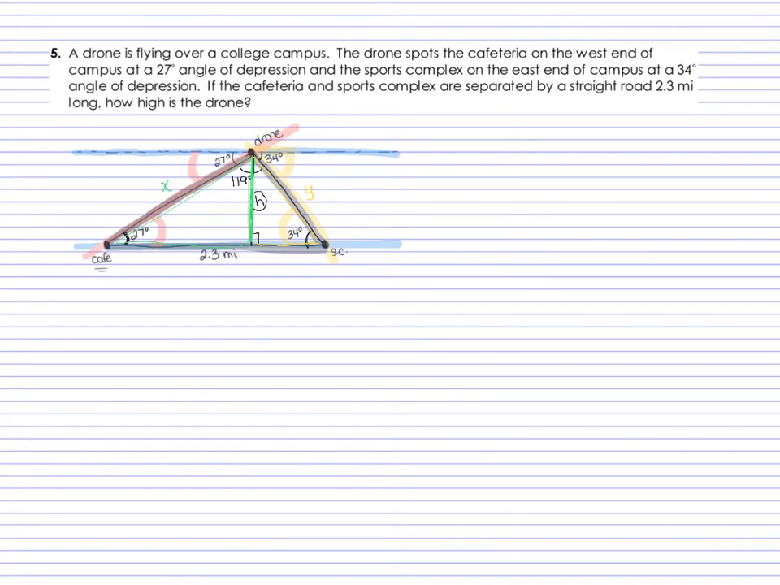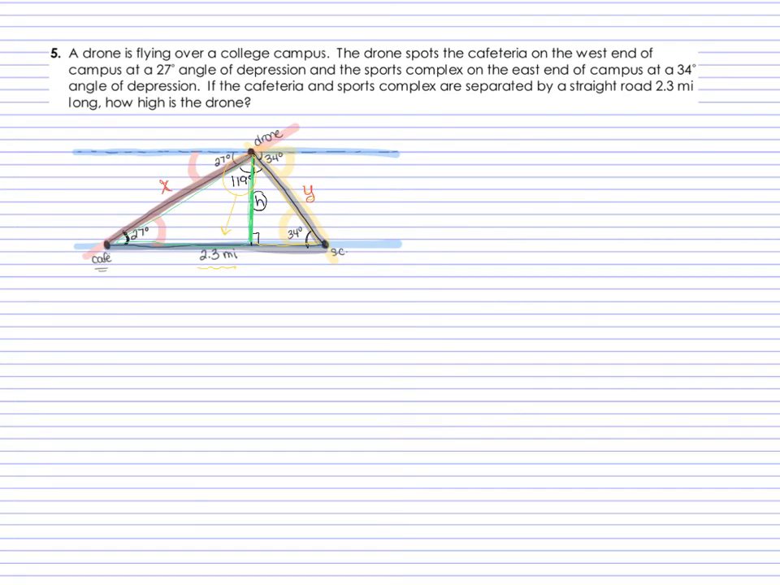We're able to do that because we have 119 degrees and we have 2.3 miles. So we have an angle across from a side, which means we have that pair that we can use for the law of sines, which is then going to allow us to solve for either this leg, the X leg, or the Y leg.